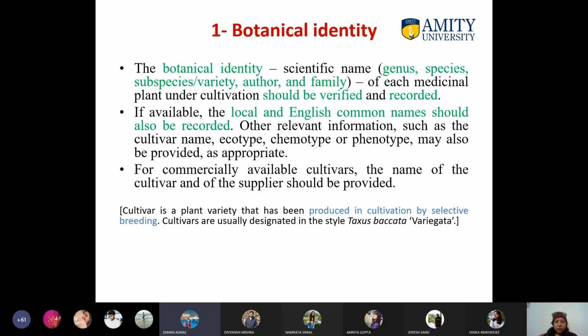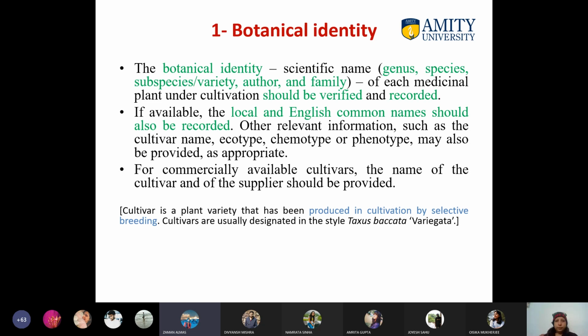Okay, so just read the slide, botanical identity. The botanical identity, that is scientific names, include genus, species, subspecies, variety, author, and family of each medicinal plant under cultivation, which should be verified and recorded. If available, the local and English common names should also be recorded.